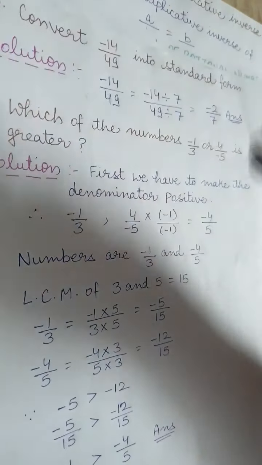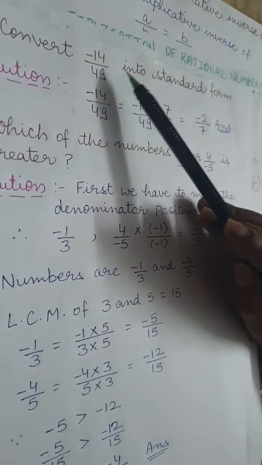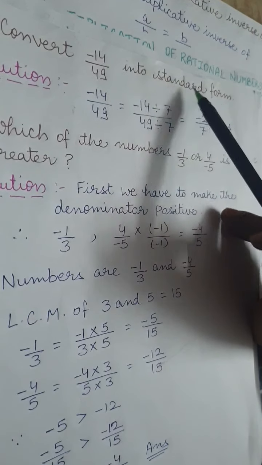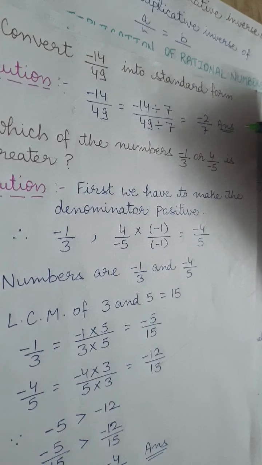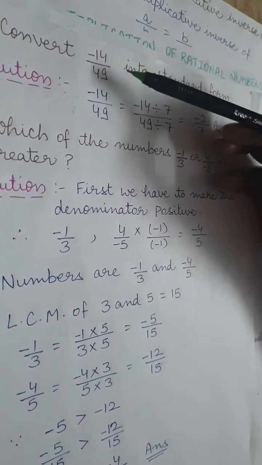Now the next question is: convert minus 14 upon 49 into the standard form. Just recall what you mean by standard form. We have discussed it now. What is a standard form? The standard form is the form in which a number is no more divisible by the same number. That means if the numerator and denominator are not divisible by any table other than 1, then it will become its standard form.